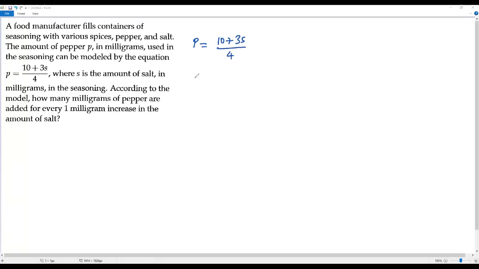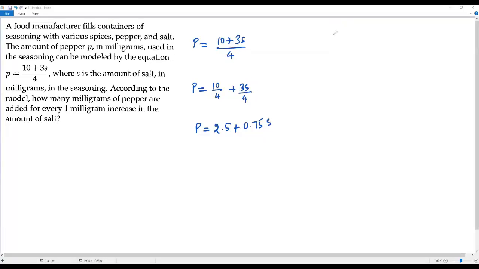Now we can do some work on this equation. Actually, 4 is a common denominator for the 10 and the 3S. Now I'm going to take this denominator 4 separately for 10 and separately for 3S. Then I'll get 10 over 4, then 3S over 4. So P equals, the simplification of 10 over 4 is 2.5, and the simplification of 3/4 is 0.75, and we have S over here, so 0.75 times S.